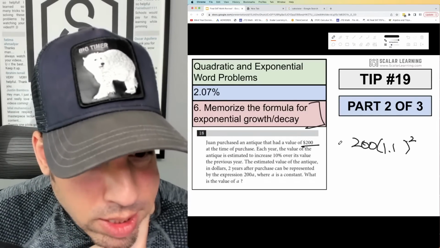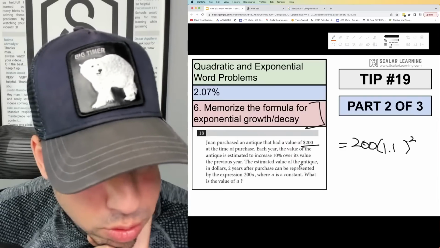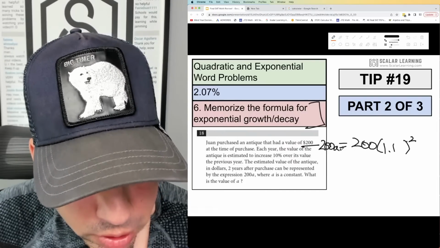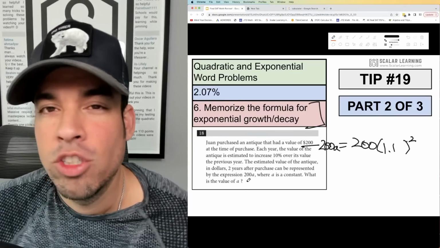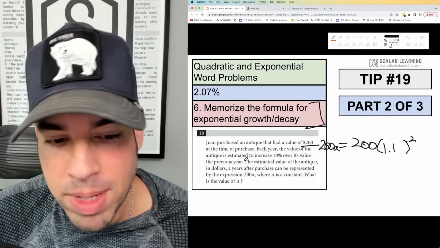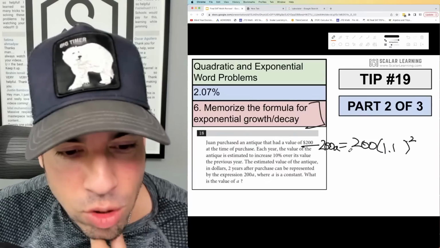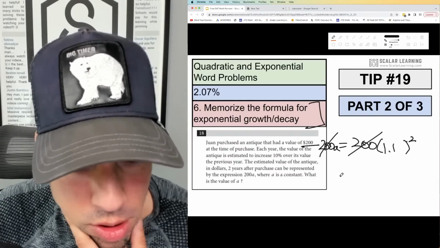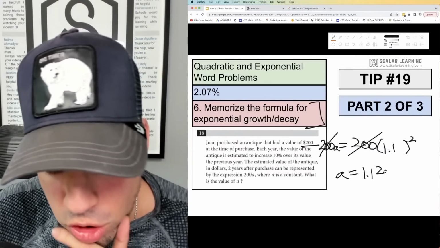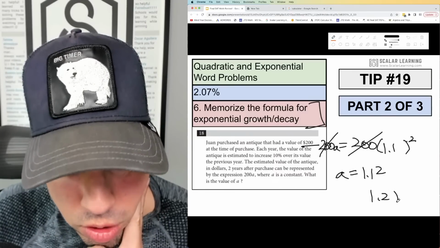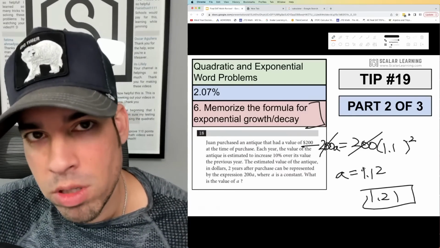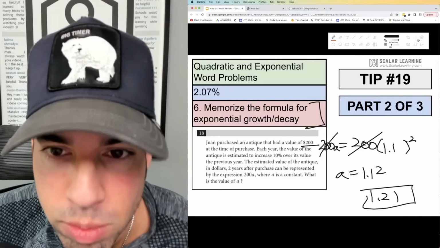Can be represented or is equal to 200a, where a is a constant. Just by knowing this formula, I've made this question so much easier. Because, look, now I got a nice equation. I'm solved for a, divide by 200. A equals 1.1 squared. If you put that in your calculator, it's 1.21, just like 11 squared is 121. That's it. Boom, done.